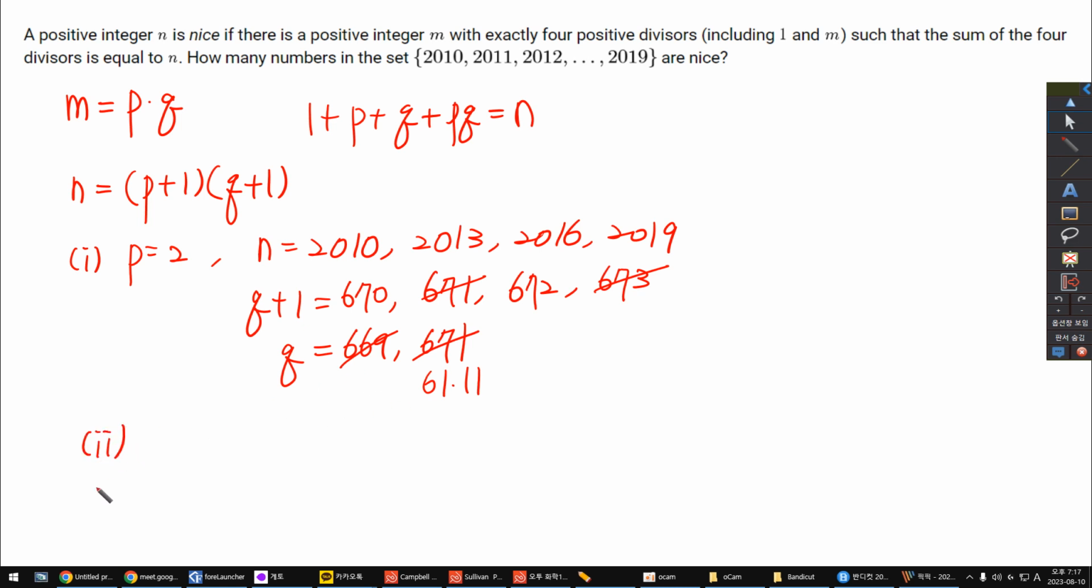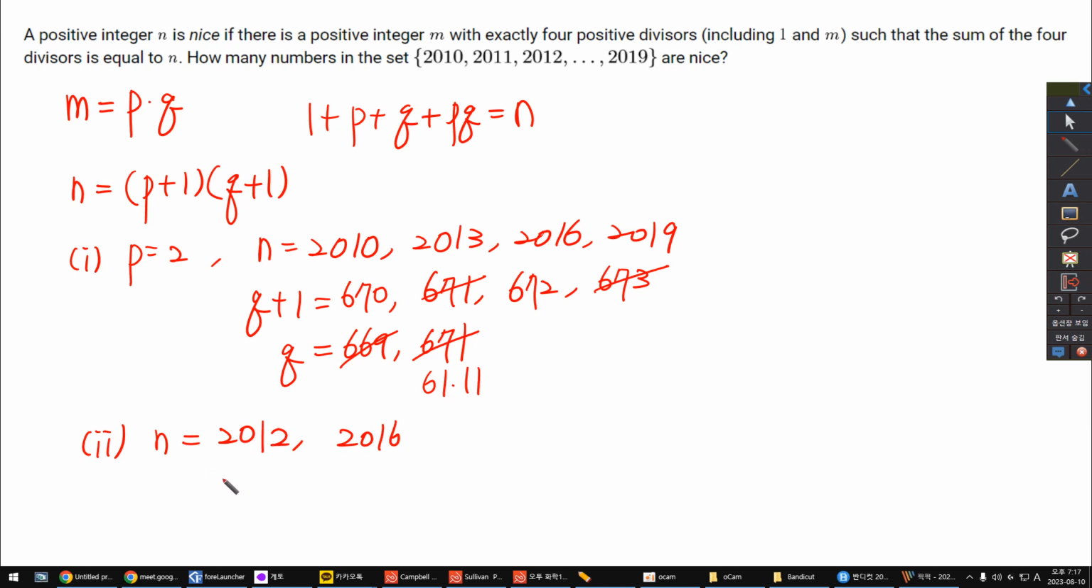Second case means if neither prime is 2, that means all the others are odd numbers. That means P plus 1 is an even number and Q plus 1 will also be an even number. That means if we multiply two even numbers, N is a multiple of 4. So for the second case, we can check the multiples of 4 from the set. So there are two multiples of 4 from the set.